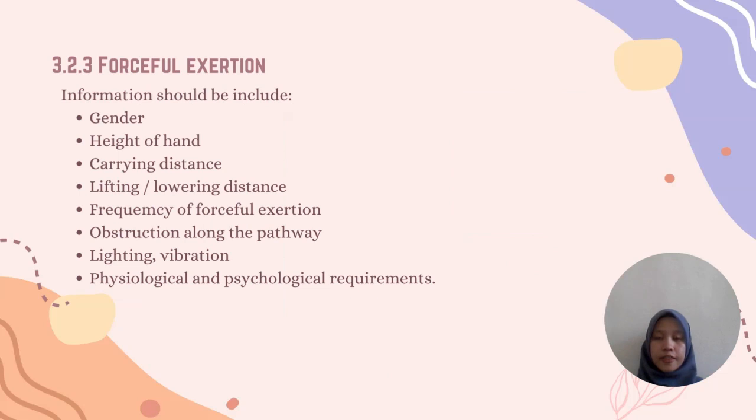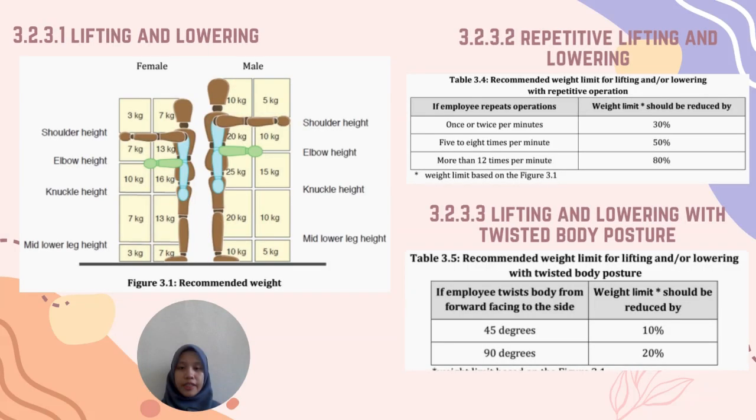Next, for forceful exertion, information should be included, firstly gender, height of hand, carrying distance, lifting or lowering distance, frequency of forceful exertion, obstruction along the pathway, lighting, vibration, and lastly physiological and psychological requirement. Next, for lifting and lowering, the figure shows the recommended weight for both genders with different heights, which are shoulder height, elbow height, knuckle height, and lastly the mid-lower leg height.